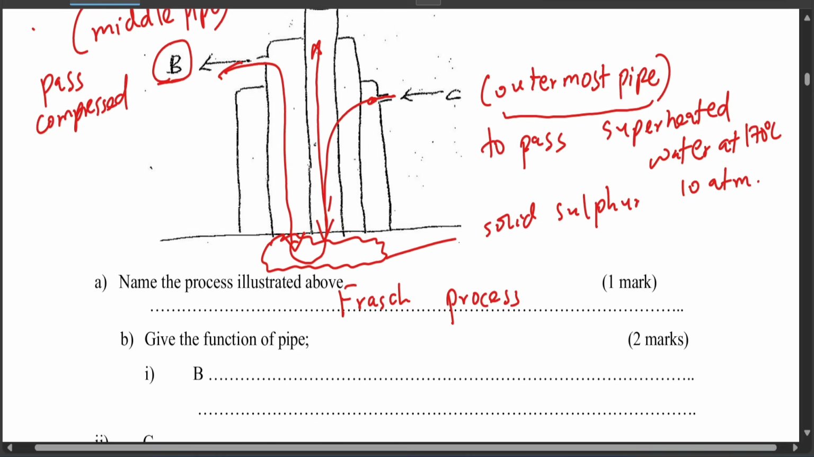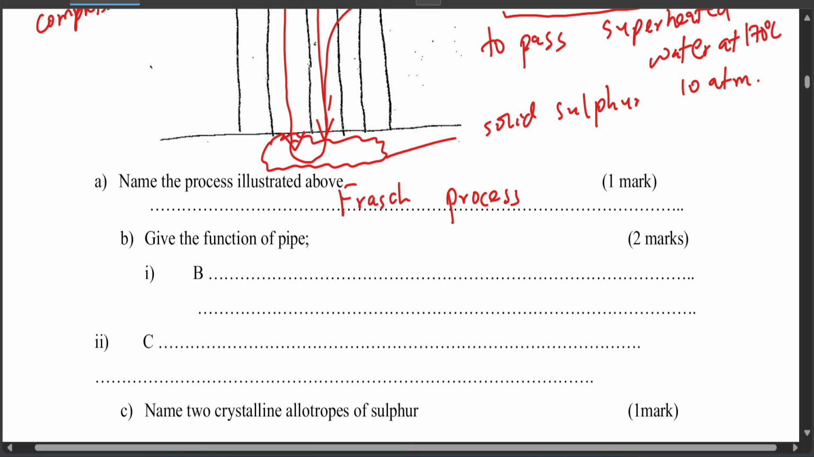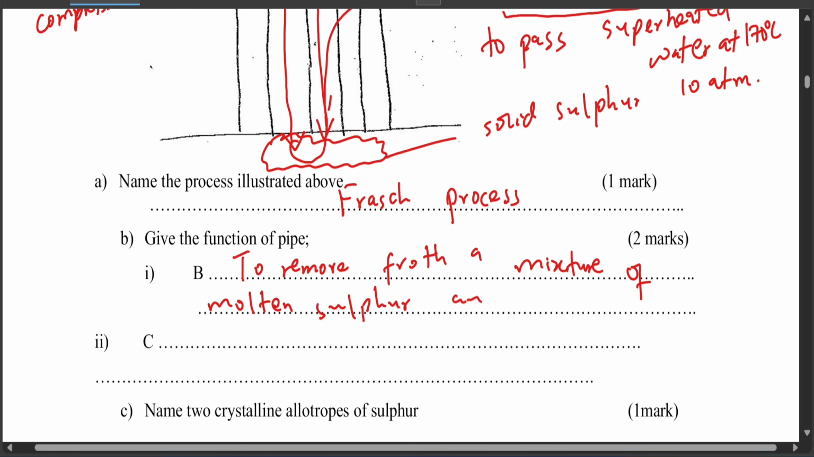Give the function of pipe B. Pipe B is the middle pipe, and its function is just to remove a mixture of molten sulfur and water. So that's the only function.